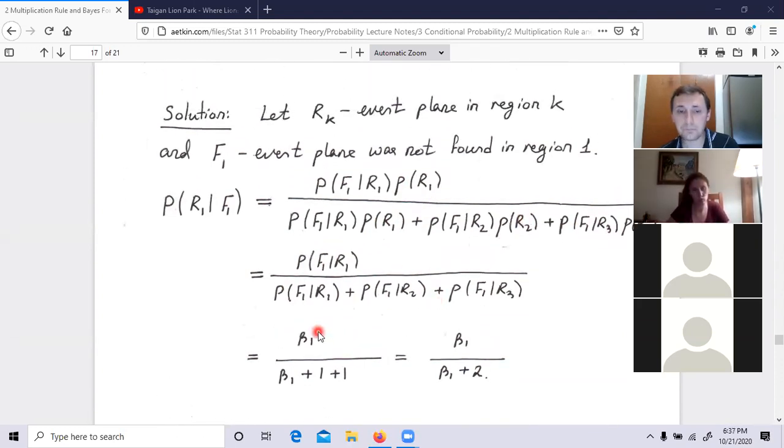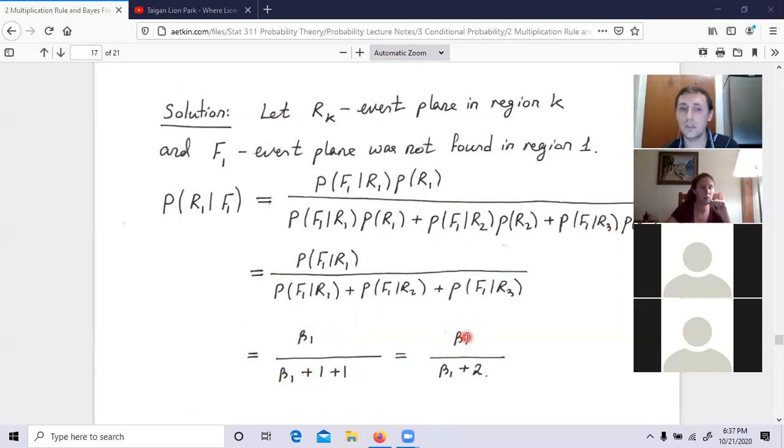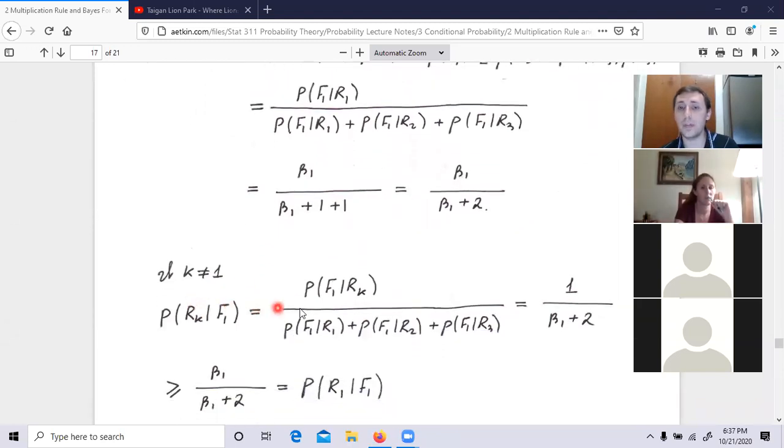And here we go. The probability that the plane is not found while being in region R1 is B1. In other words, it was overlooked. It was there, but the search did not find it. And the denominator is B1 plus 2. Now, if you do the calculation for the remaining ones, the probability it will not be found given Rk, where k is not 1, is naturally going to be 1. It will never be found in region 1 if it's in a different region. So the numerator would be 1 and the denominator is the same, as you should verify.